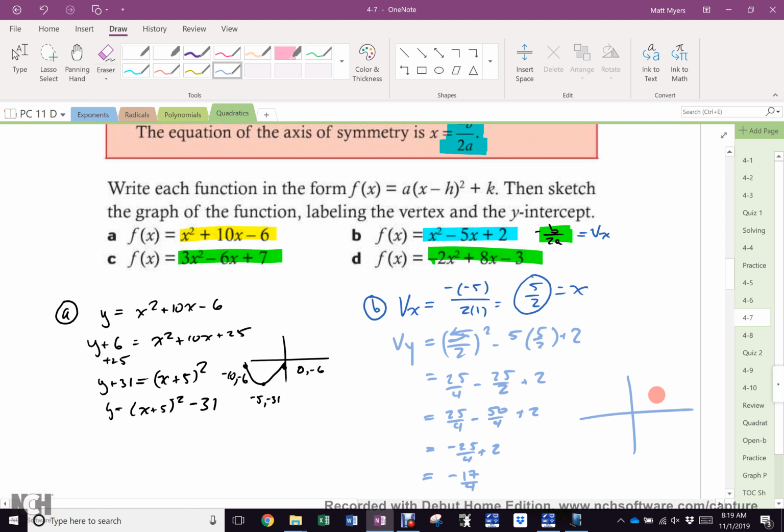I know that it's going through plus 2. I know that the vertex is 2.5 and negative 17 quarters, which is 4 1/4. And since I can put that right there, I know that is positive 2. And since this is 2.5, 5 halves, this must be 5. And I can make my graph.